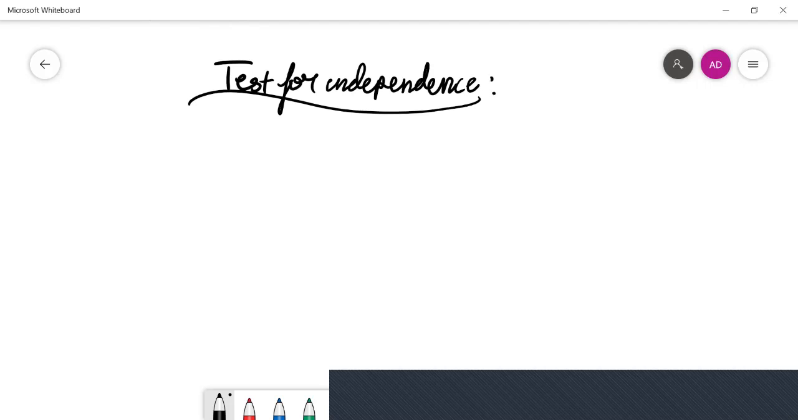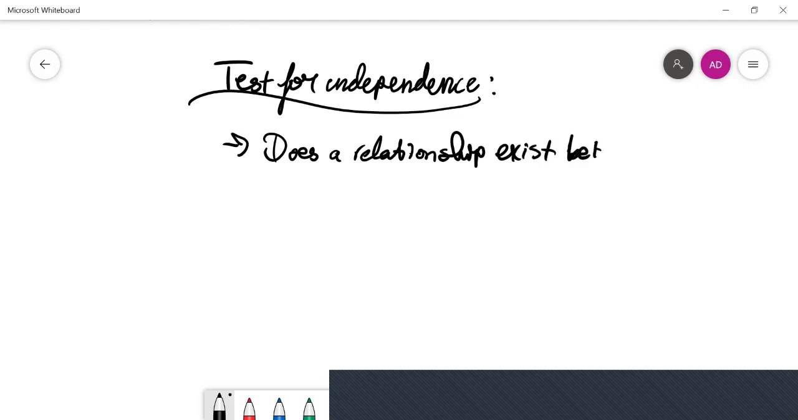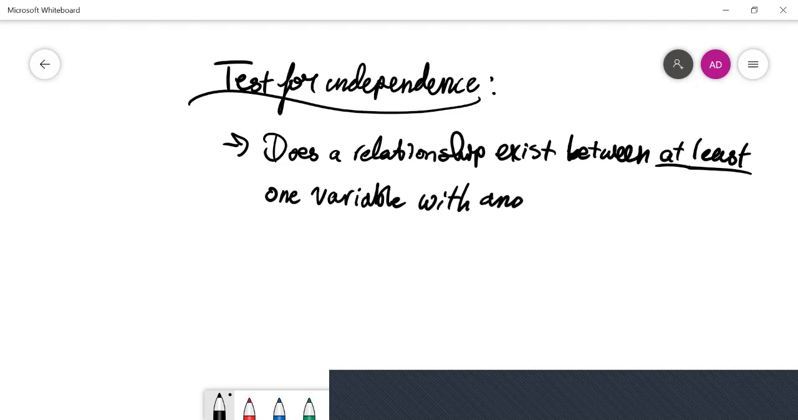And so what a test for independence here is, does a relationship exist between at least one variable with another. This is the main question. This is the main question the chi-squared test is asking.